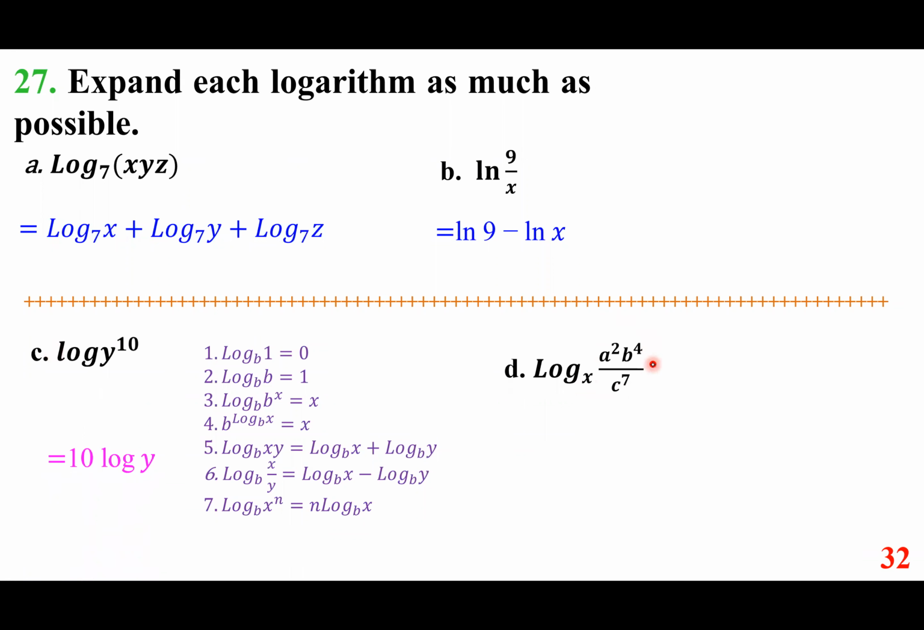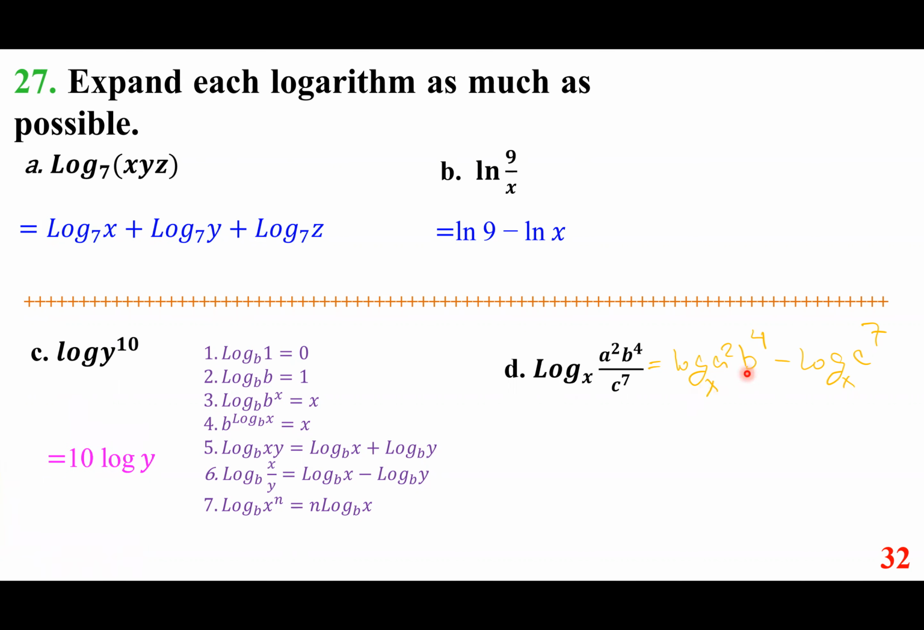Now, this one, we use a combination. We can do it in one shot or in 2 shots. So I can write this as log of the top minus log of the bottom, and I'm going to use the same base, whatever it is, it happened to be x.